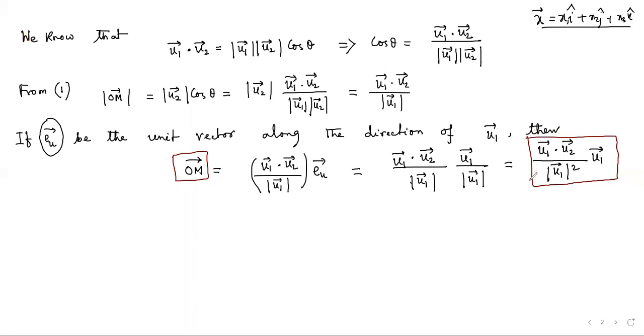Okay. Now, what is this? If you can recall, this is nothing but the orthogonal projection of U2 along U1. Now, I'm stopping here because my time is almost over.